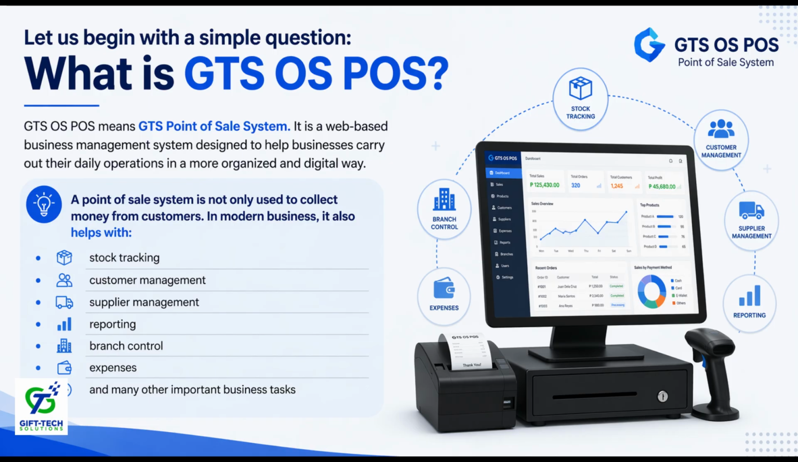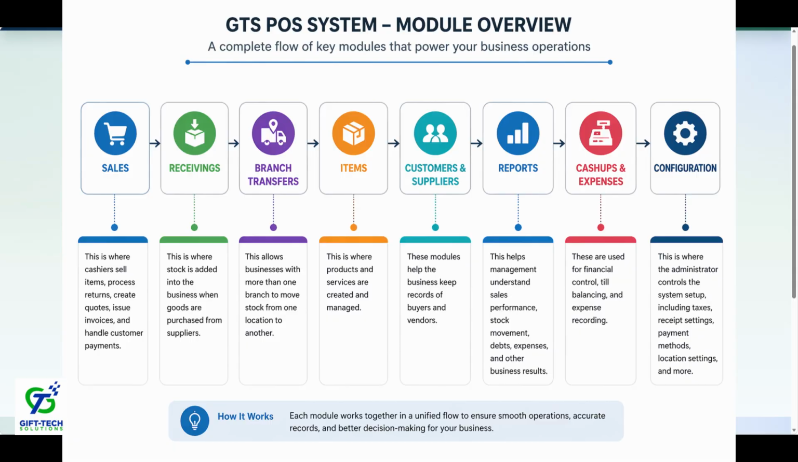These 3 points are very important because they help you understand how the full system works before you begin practical transactions. Now let's do a quick recap before we go. Here is what you've seen in this video. GTS OS POS is a web-based point of sale and business management system. It supports sales, stock, customers, suppliers, reports, expenses, and administrative modules. Different users use different parts of the system. The system is designed to support real-life business operations in an organized way.